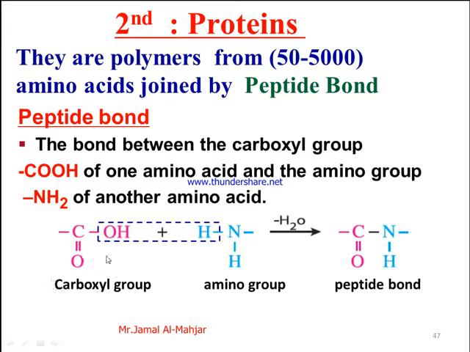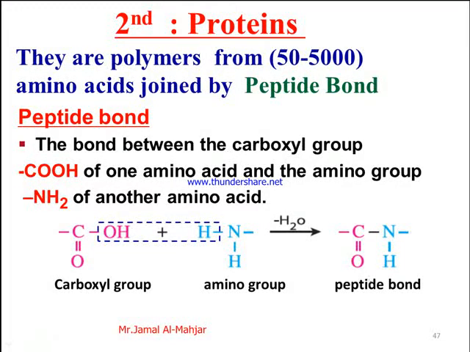So this is the carboxyl group, C double bond OH, and this is the amino group NH2. Remove OH from the carboxyl group with H from the amino group as H2O. Now join the rest of these two compounds, C double bond O with NH, so you will get C double bond O NH. This one we call the peptide bond.